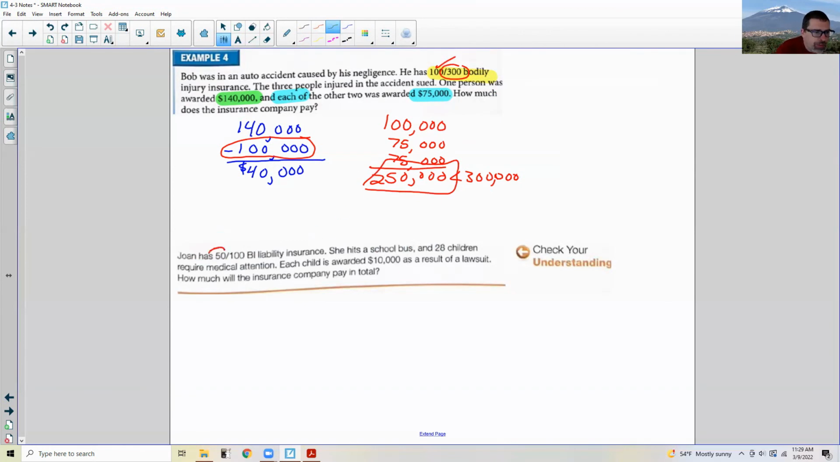Okay, so they'll pay up to $50,000 per person, and there are 28 children, but each child was awarded 10 grand. So if I take that $10,000 times 28, I'm going to get $280,000. But the insurance company only pays a total of this number here. So they won't pay that $280,000. The insurance company pays $100,000 in total, and that is all. The other $180,000, Joan.